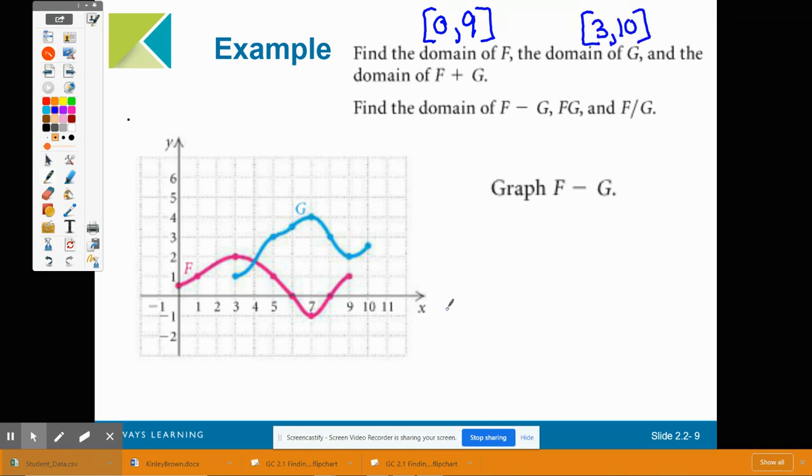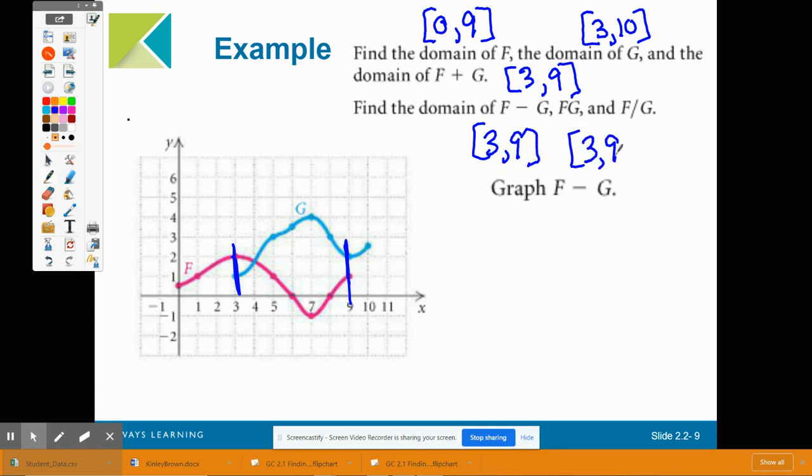So what happens if I add F and G? Well, if I add F and G, the only places I can add them are the places they have in common, which would be right there. So then that domain would be 3 to 9. How about subtracting? Subtracting, I would also only be able to subtract where they have in common. That would also be 3 to 9.